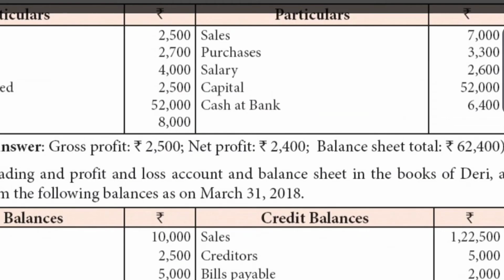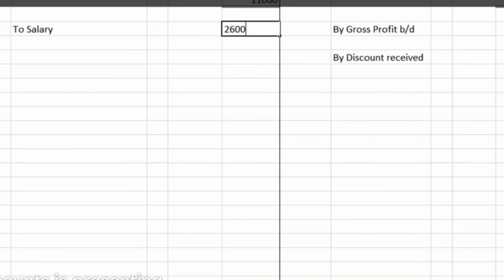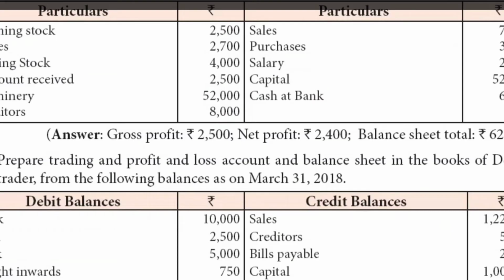They have just given salary. That means they have paid salary. Salary is a nominal account item. It's an expense, so you are going to debit it. So it comes to the debit side. You see, is capital a liability? So it doesn't come here. Cash at bank, asset. So it doesn't come here.